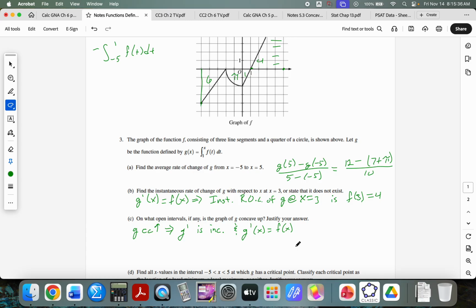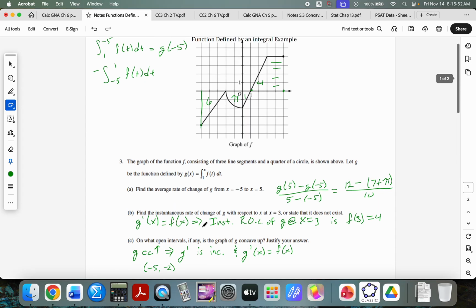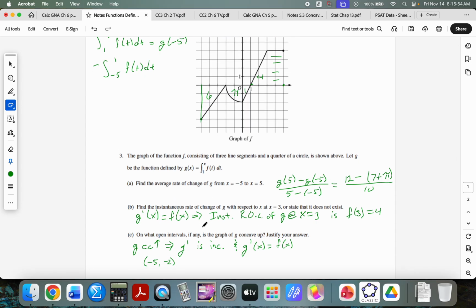So where is f of x increasing? Well, that's from -5 to -2. And then from 0 to 3? Yes. Thank you.